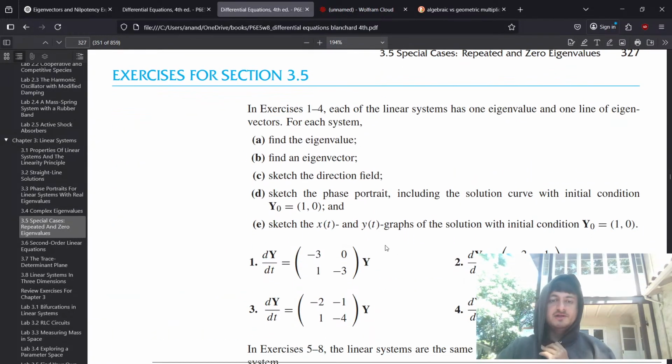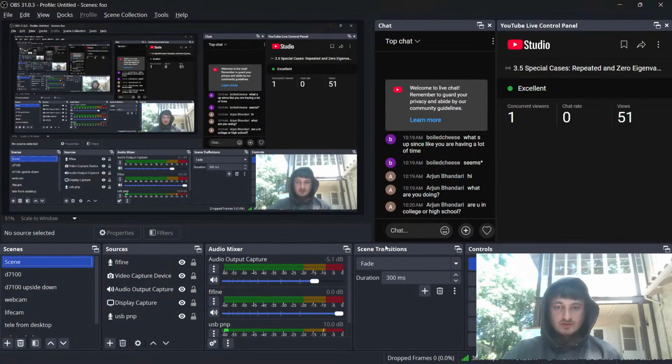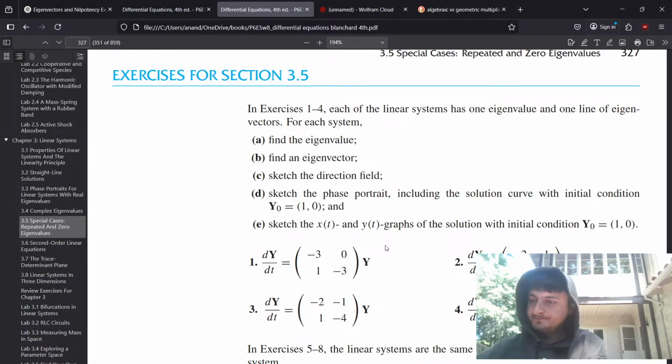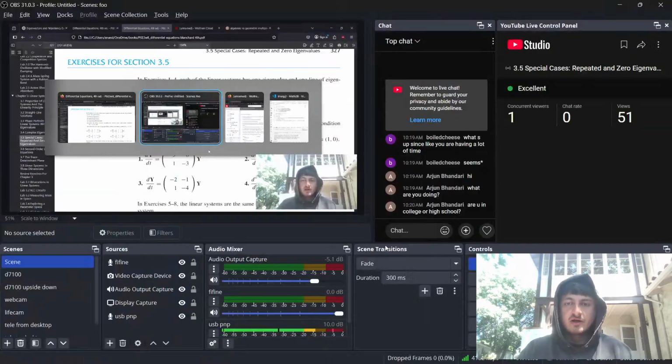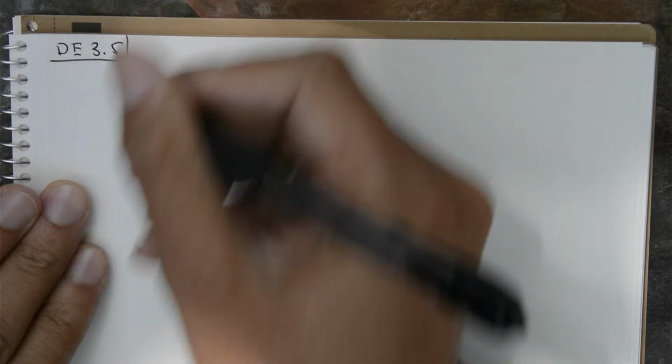All right, so I think we're ready to do some problems. All right, I say we do this the right way, and we just go hard. We just do it. Okay, so for these problems, we want to find the eigenvalue, the eigenvector, and sketch the direction field.